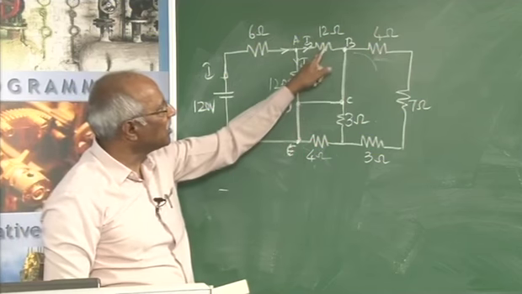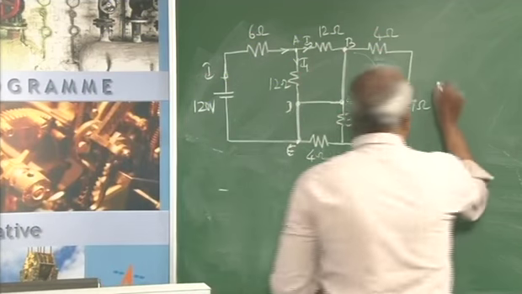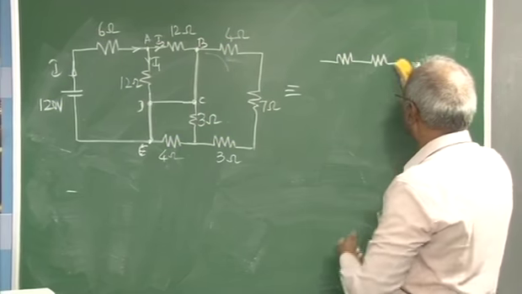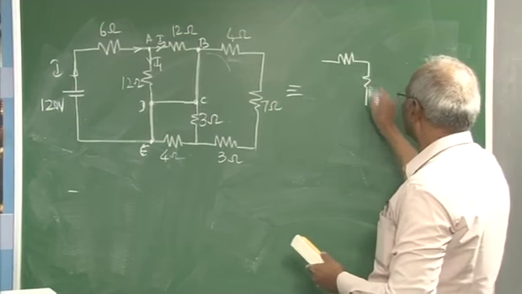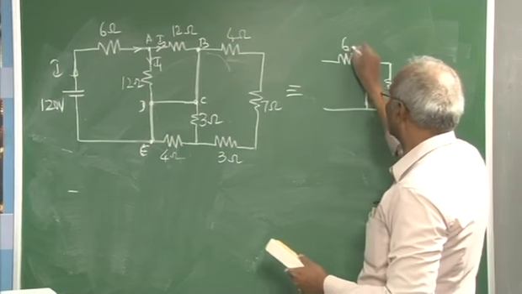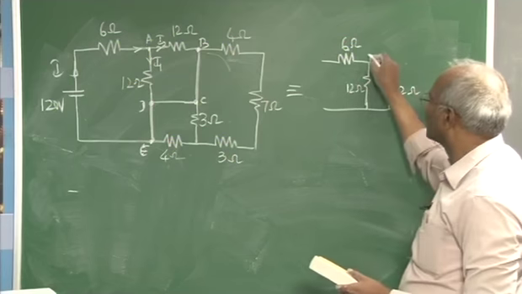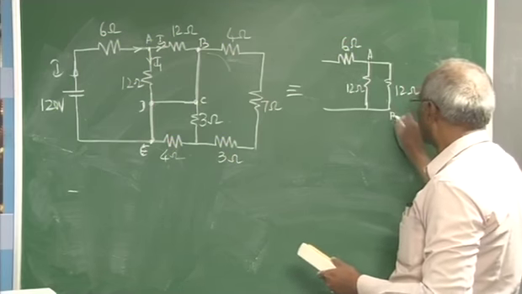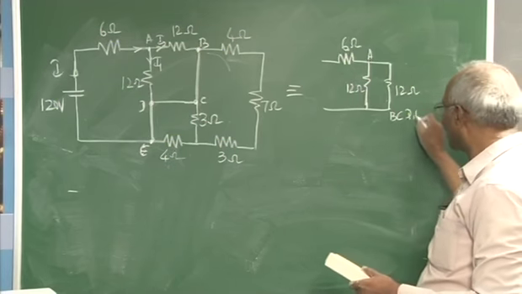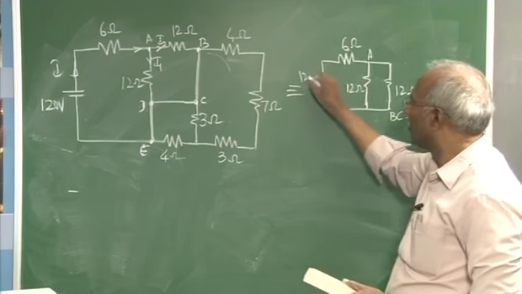In that respect, you will observe this point being the same as this point, the same as this one. This can be redrawn: this is 6 ohm, this is 12 ohm, this also 12 ohm. This point is A, this point is B. This point B is the same as C, the same as D, the same as E, the same as the negative terminal of the supply. That's nothing but 120 volt.